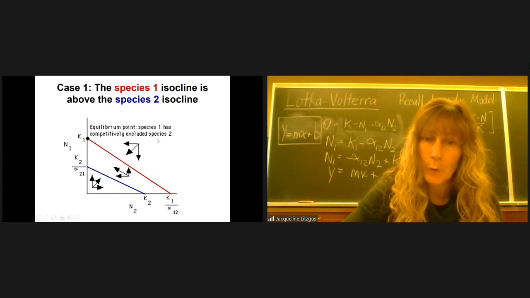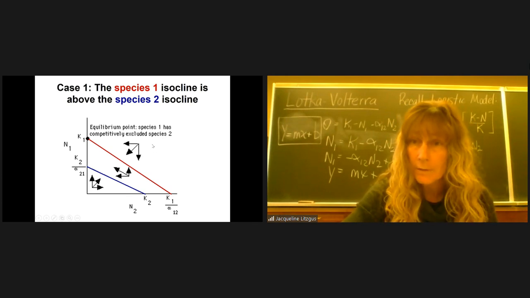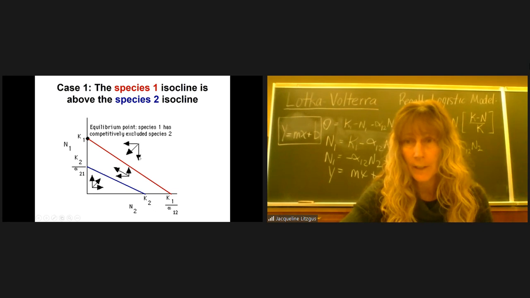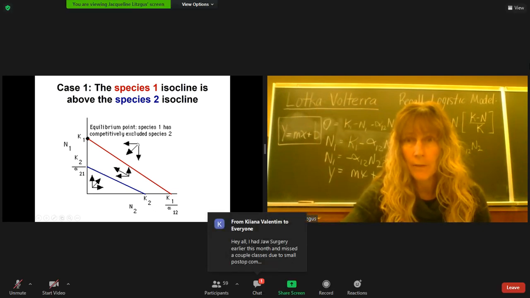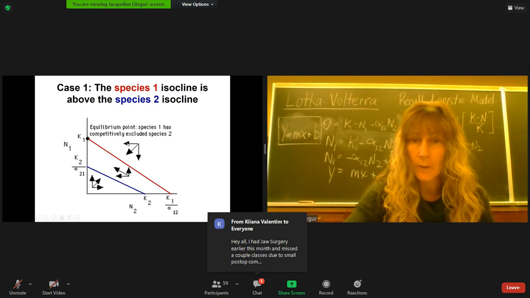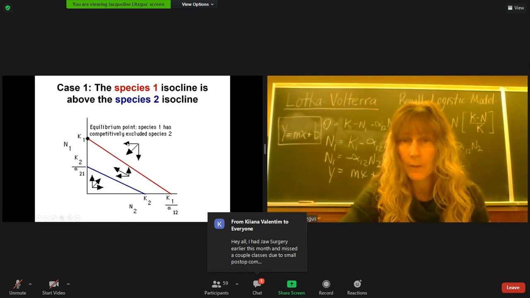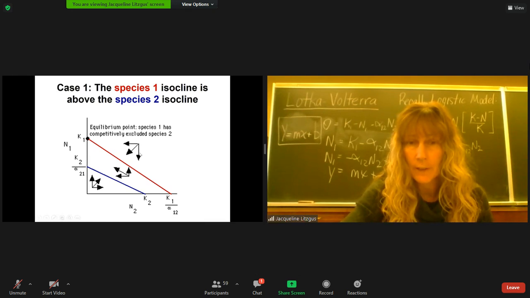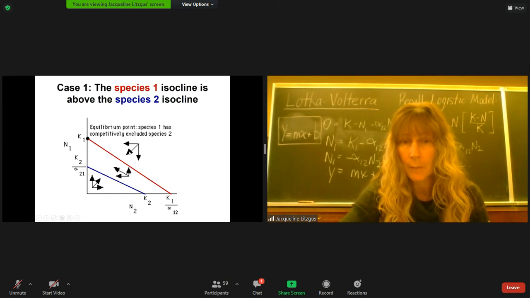The other really simple one is when we go up here and we're above both of those zero isoclines. For species one, we have a decrease. Species one has exceeded its carrying capacity, it needs to come down. We have also exceeded the carrying capacity for species two, so it also points back towards decreasing. Again, the common vector there is right here, so the common vector of those two comes to the middle.